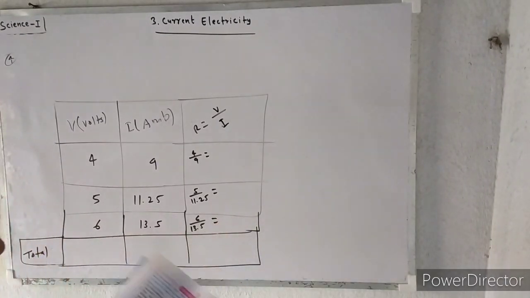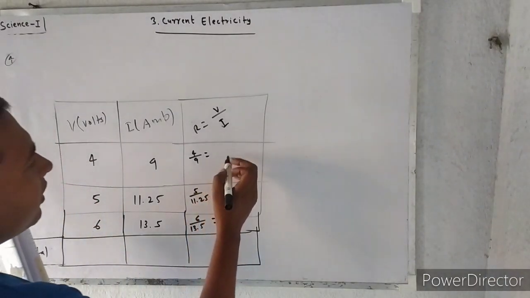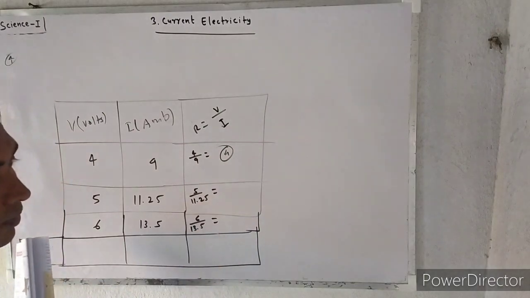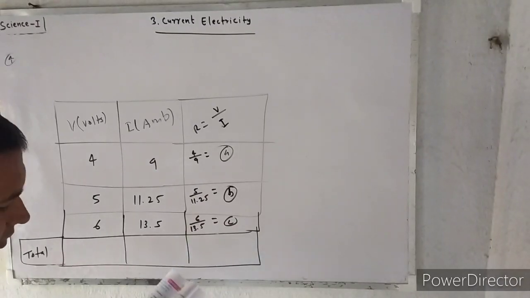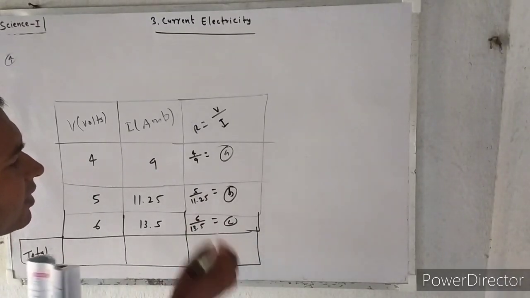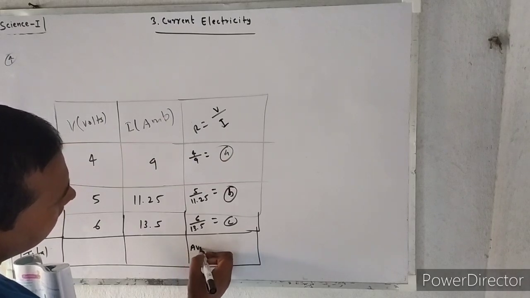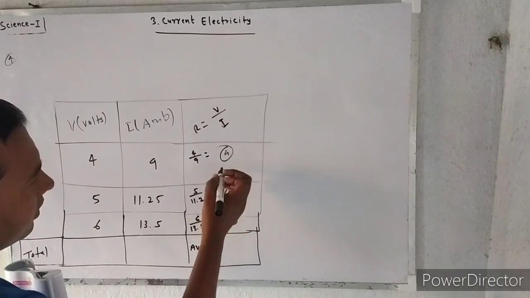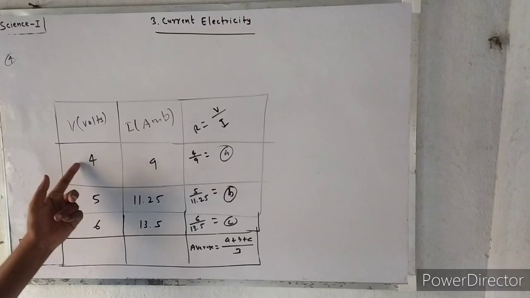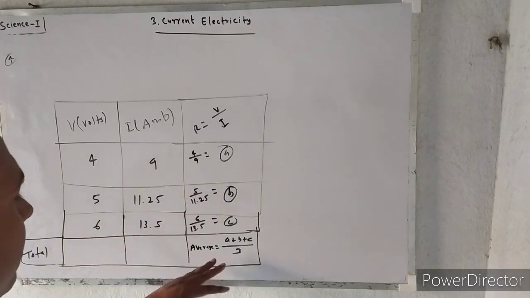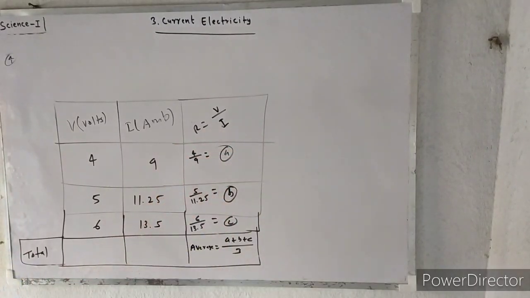Okay. Question number 1 is, find the average resistance. Here you will get, suppose you get A here. Suppose here is B. You will get C. Find the average resistance. Average resistance means what? Average means A plus B plus C divided by 3, because there are three values, 1, 2, 3. So you will get the average resistance. You have to solve this.